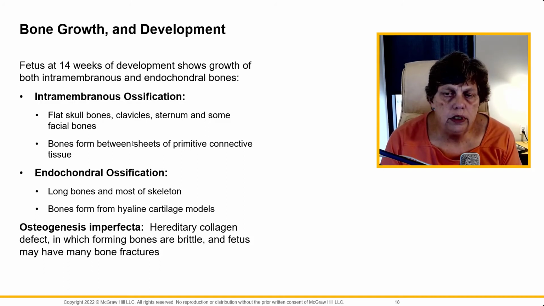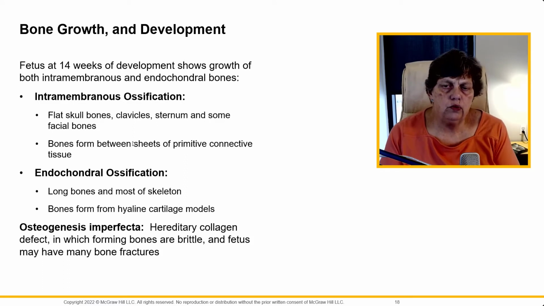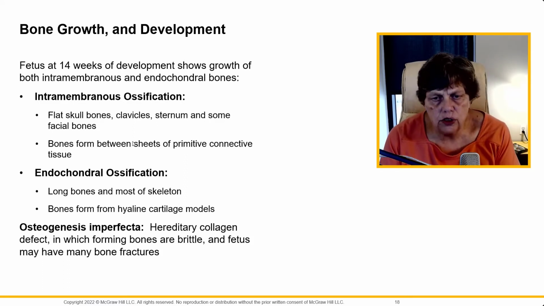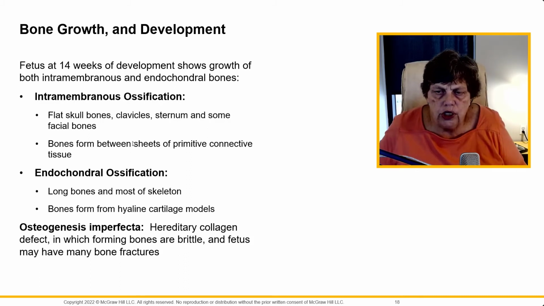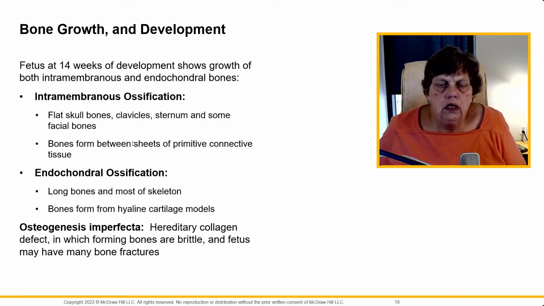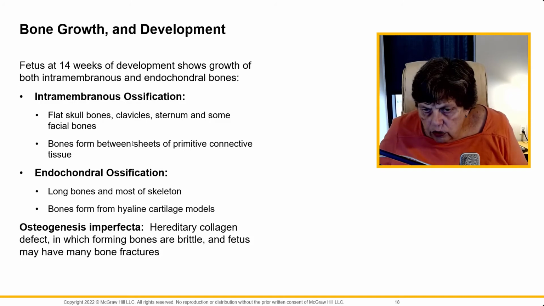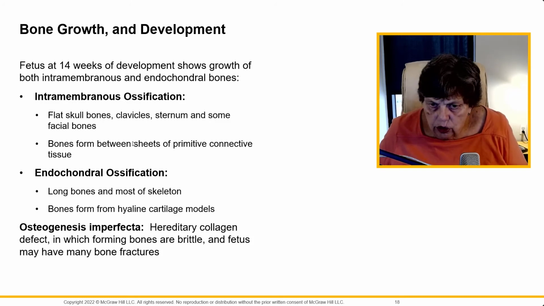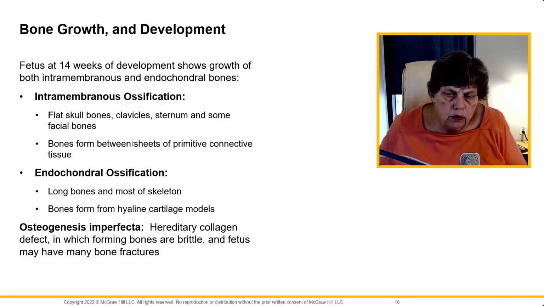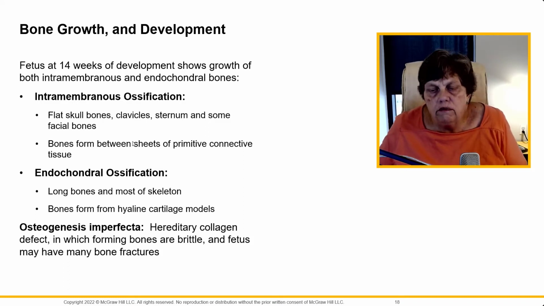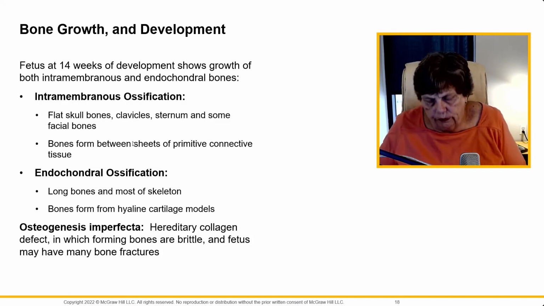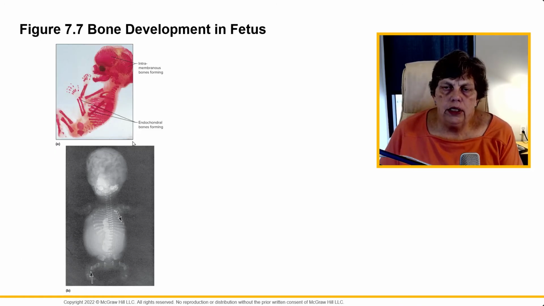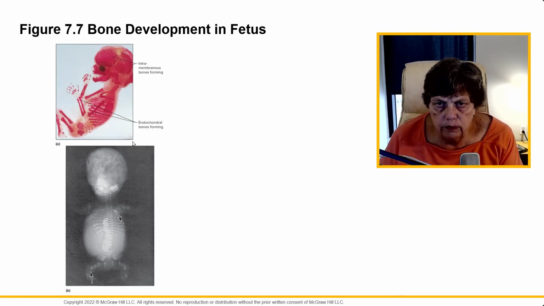The intramembranous bone, or the process we call intramembranous ossification. This is in the flat bones, the clavicle, the sternum, the facial bones like we talked about. And these bones form from sheets of connective tissue. Versus the endochondral ossification, chondra, again, cartilage. So this is going to be in the long bones. Most of the skeleton and the bone is formed from hyaline cartilage. Okay. And you can see some of this development of the bone here.